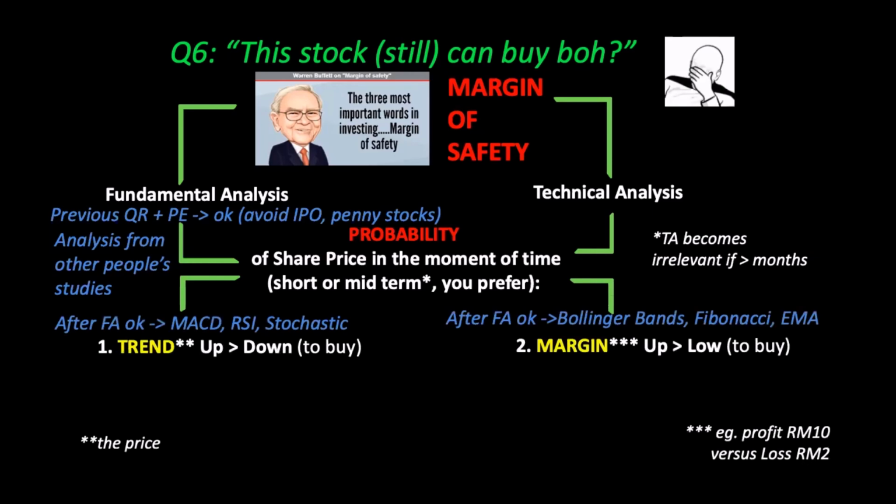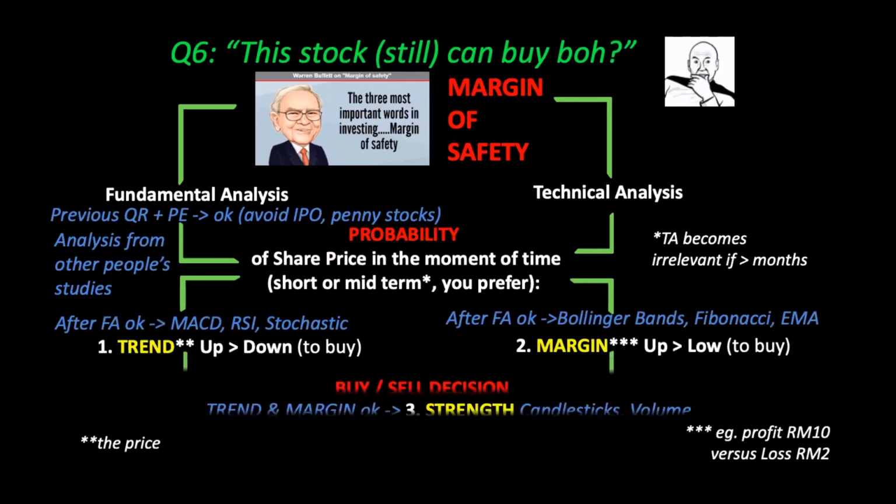So to make this probability, only three things are important. The tools that I categorize in three are trend, margin, and strength. Trend is whether the price at this moment, at the next second or next minute or tomorrow, should go up more or go down more. Using MACD and RSI, I start to do that.